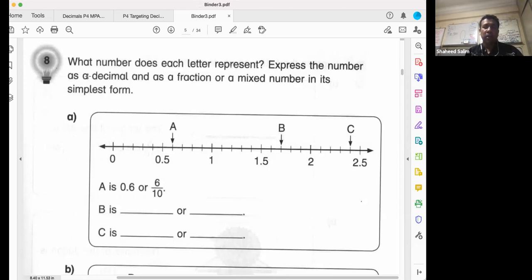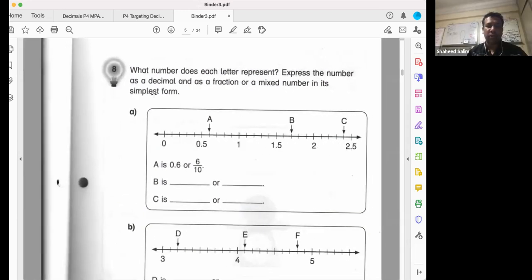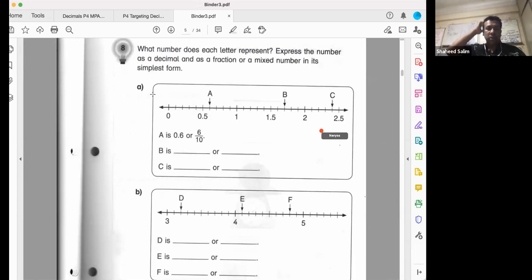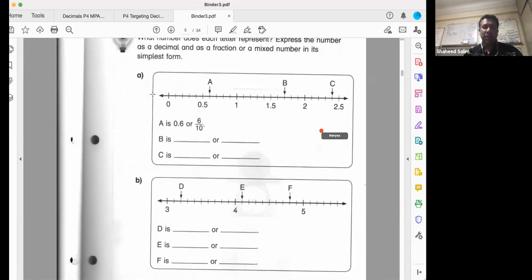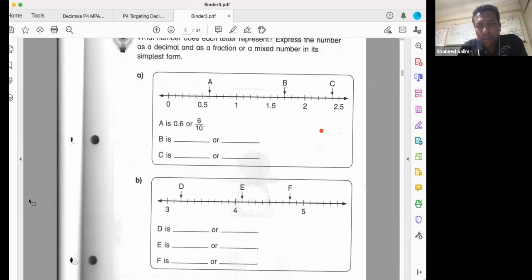Just decimals, no fractions. Those who finish can do question B also. D. Neris, you can send your answer. I don't need you to put fractions because I want you to focus. You got B correct. Yeah. Okay. Congratulations. I know you want a present.